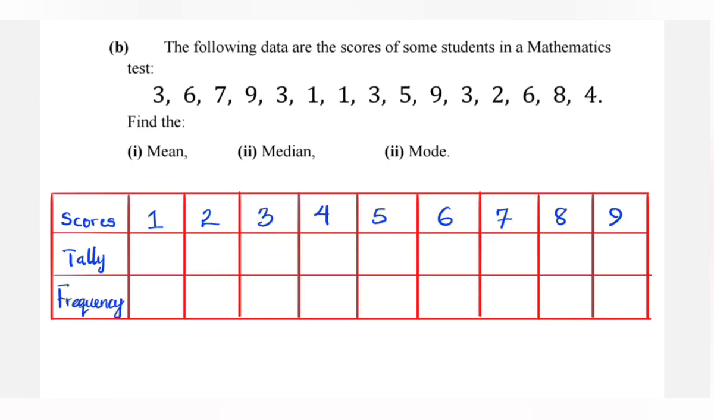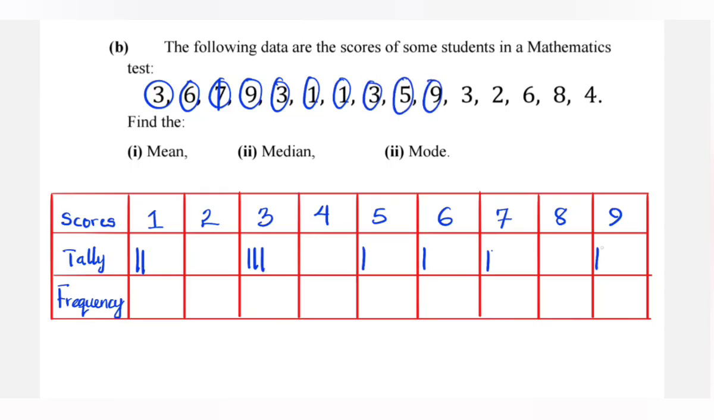So now let's go to the tally. We pick them and check on them one after the other. So we pick 3 here. 3 appears once. 6, 1, 7, 1, 7. Then 9, 1, 3 again, 1, 1, 1, another 1, 1, 3 again, 1, 5, 1, 9, 1, 3 again, 1, 2, 1, 6, 1, 8, 1, 4. We have 1 as well.